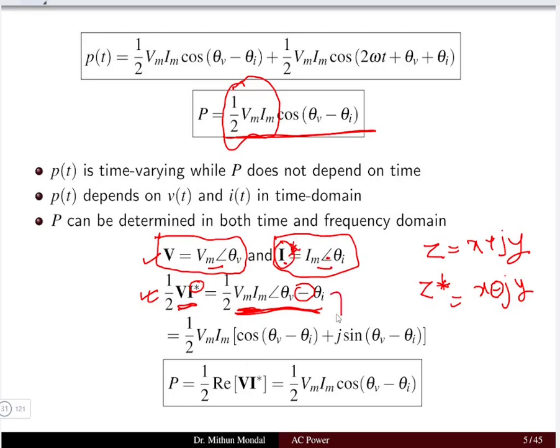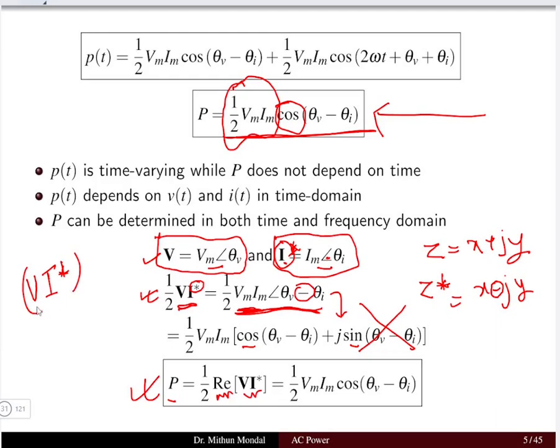Now if we write this in trigonometric form, splitting it into cosine and sine functions, the equation of the average power has a cosine term. So it means that the imaginary term is not required for getting the average power. The average power can be written as half of the real value of V I conjugate. If you have the phasor voltage and the phasor current conjugate, this will be a complex quantity because of the angles theta V and theta I, and the real part of V I conjugate multiplied by half will give you the average power, which is equal to half Vm Im cos of theta V minus theta I.